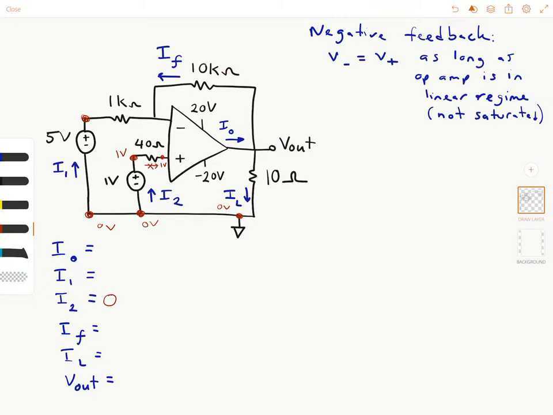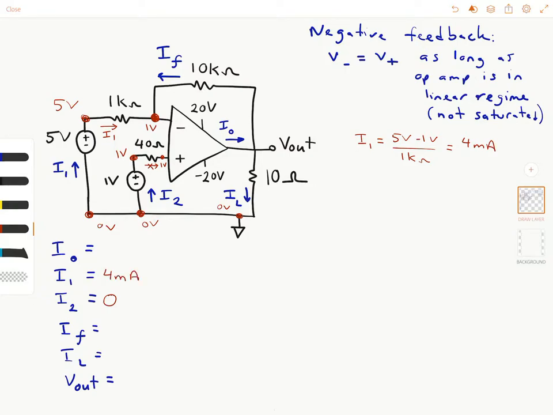We know this voltage here. It is 5 volts. If the op amp is not saturated, we know what this voltage is going to be. This is 1 volt. So in order to calculate I1 and IF, we can just write our node voltage expression. We can get I1 from using Ohm's law, because this current here is I1. So I1 equals 5 volts minus 1 volt divided by 1 kilo ohm, that is equal to 4 milliamps.